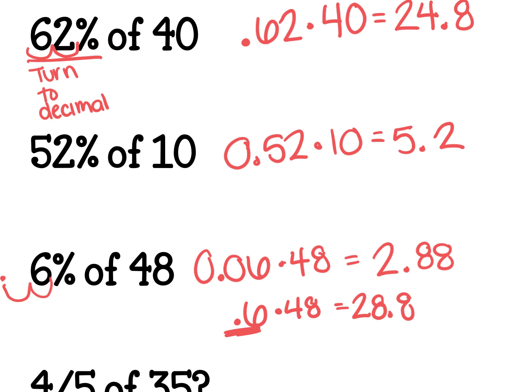60%. So you've got to make sure that you're always moving that decimal back 2 places to the left. Any single digit percents are going to be 0.0 something. Okay. And one thing you can do when you're doing this is check and make sure your answer makes sense.